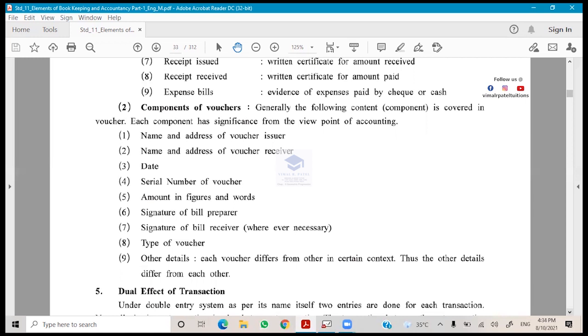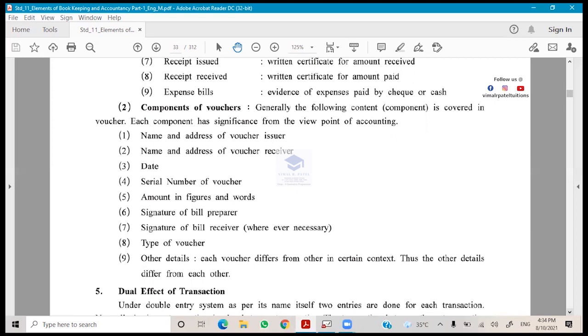Now, dual effect of transaction. Under double entry accounting system, each and every transaction will have at least two effects: double effect, twofold effect, dual effect, one and the same thing. One effect will be debit and other will be credit. The amount of debit as well as credit will always be the same.